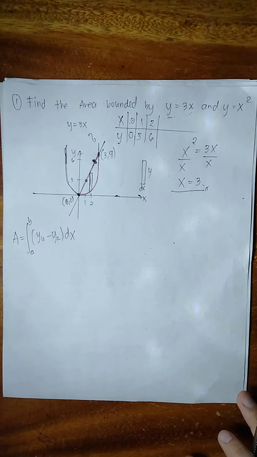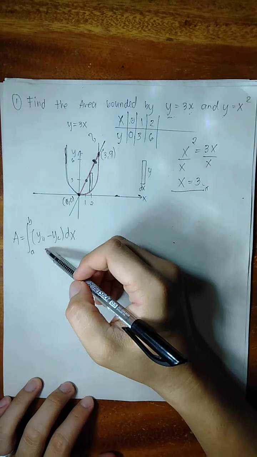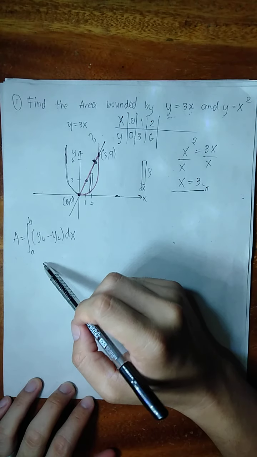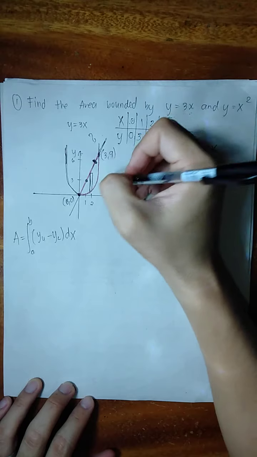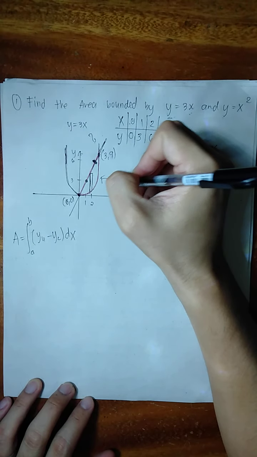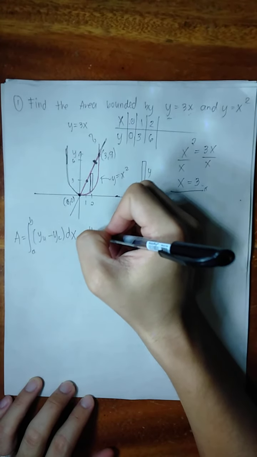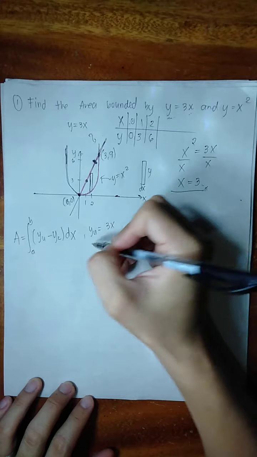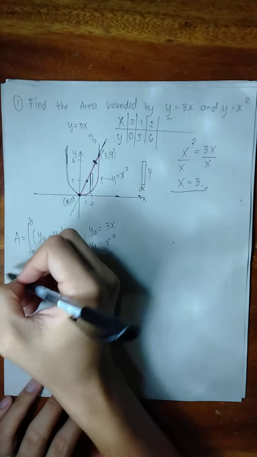So, you just have to substitute. What is your upper function? Y sub u. Of course, sa pinakataas yung equation ng line, di ba? Then, y sub l is nasa baba. Etong y is equals to x squared, yung parabola. Your y upper function is the line equation, which is 3x, and yung y lower mo is yung x squared. So, lagay mo na dun.